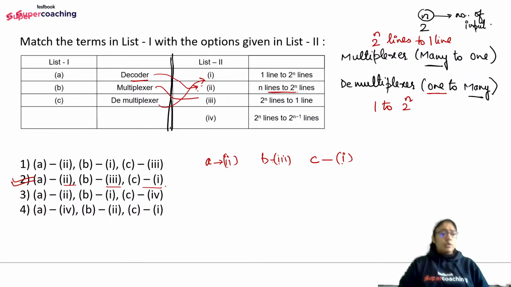Option 1 for the current question, no. In option 1, you are saying for decoder, that's fine. But you have reversed the multiplexer and demultiplexer, Arun.